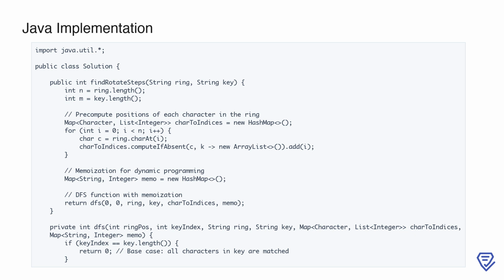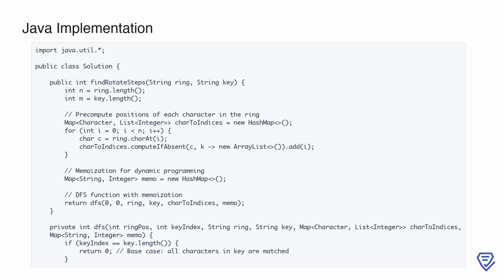Then, we pre-compute the positions of each character in the ring using a hash map. This map, char to indices, associates each character with a list of indices where it appears in the ring, allowing us quick access to these positions during our calculations. Next, we define a memo map for memoization, which will store intermediate results to avoid redundant computations and optimize performance. Finally, we initiate the process with a call to the DFS method, starting at position 0 of the ring and the first character of the key.